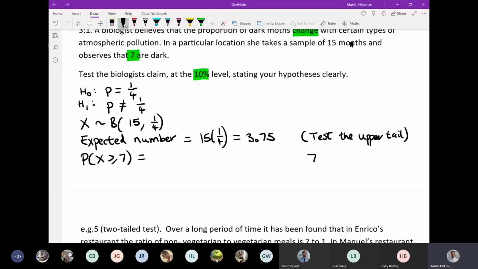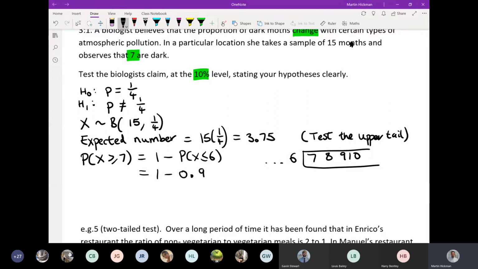So you can do a number line again. So I want 7 or more. So what I need to do is do 1 minus the probability of 6 or less. Remember, on your calculator, when you put in X, it's that number or less. So I work that out on the calculator, use binomial CD, and I get that it's just above 5% of finding 7 or more.